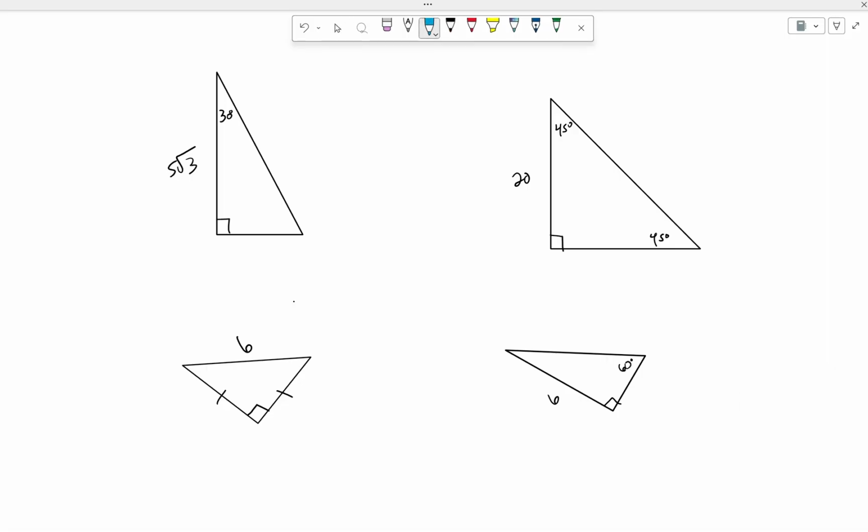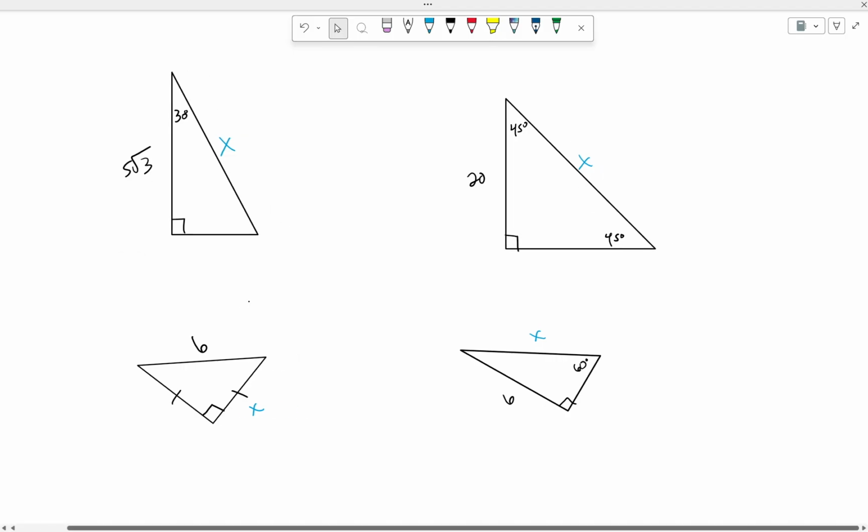It wants us to solve for x here, x here, x here, and x right here. All right, those are my 4 x's. So let's solve for x.